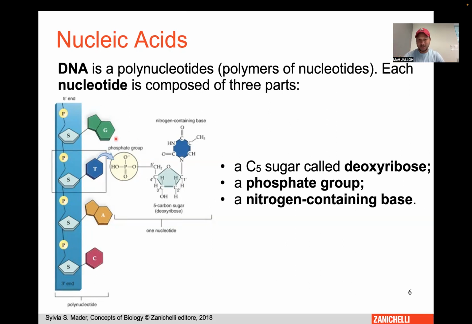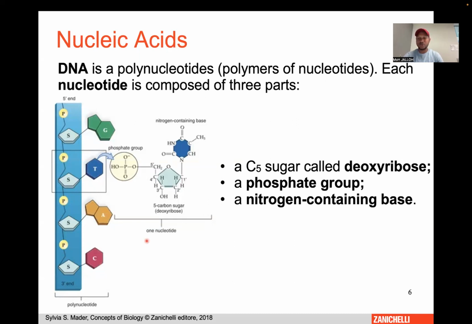So this is a guanine, which is a G, and this guanine is a nitrogen-containing base. And then we have the ribose sugar, 1, 2, 3, 4, 5. This is the S, which represents the sugar. And then we have a phosphate group right here. Then we also have another nucleotide, which is a thymine. We have another one, which is an adenine, and this is a cytosine. So what you did not see here is uracil.